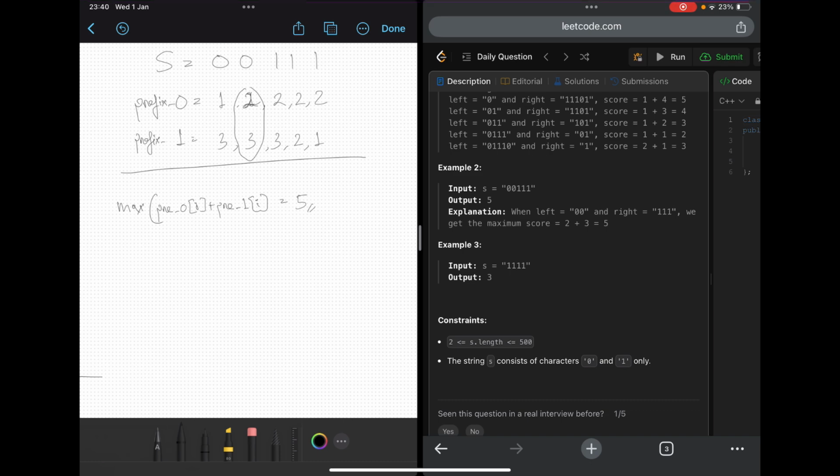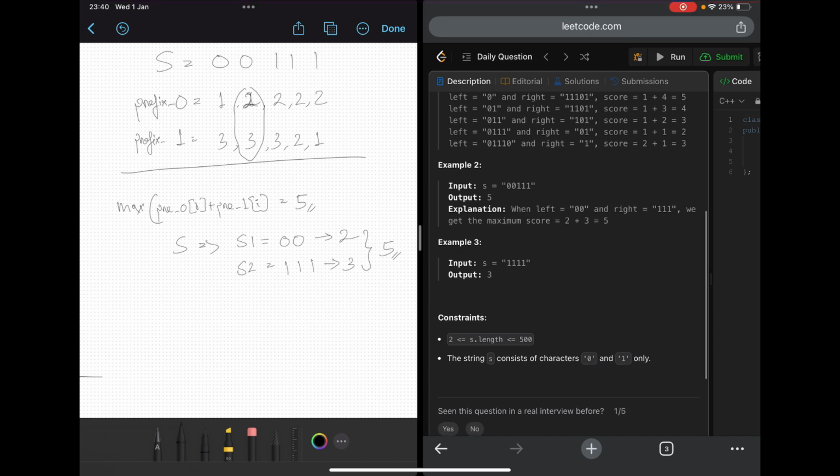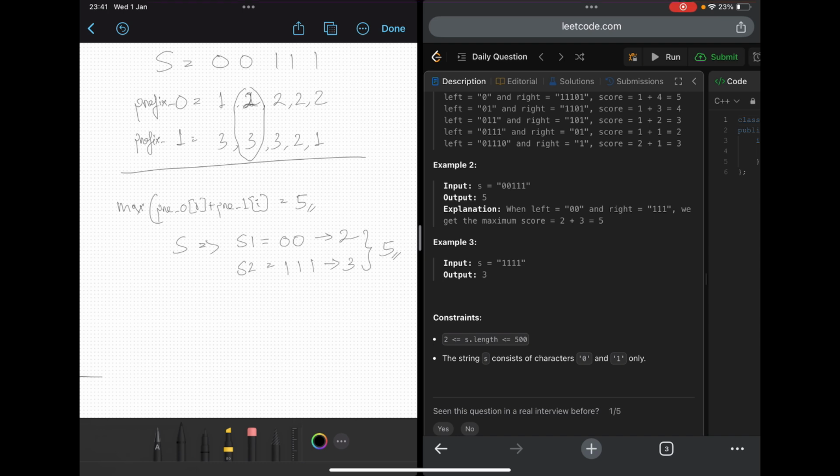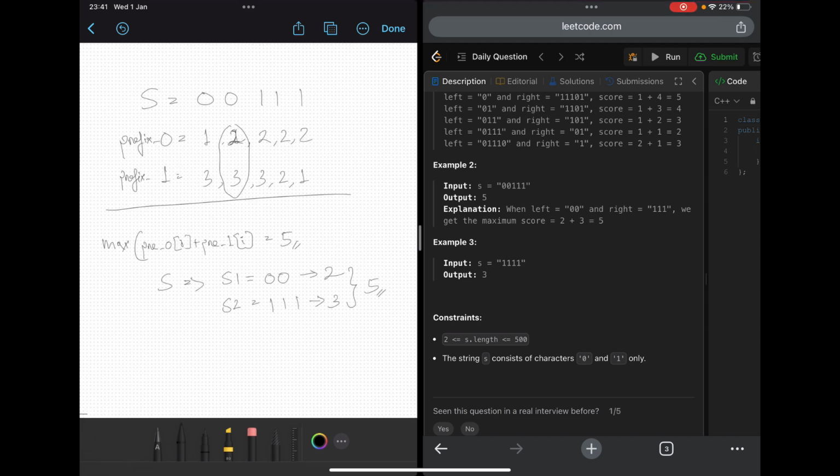So if we split S so that S1 has 0 and 0, and S2 has 1 1 1, S1 would have a score of 2 and S2 would have a score of 3, which is a total score of 5, and this is the maximum sum. As we can see in our example, the sum is 5 and the output is 5.